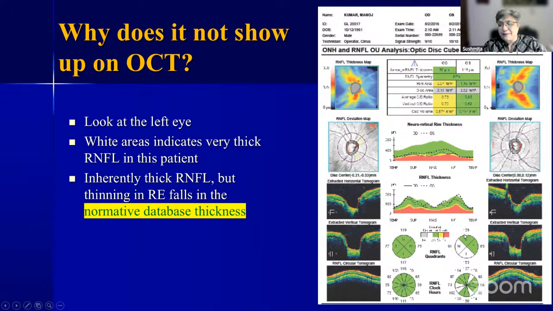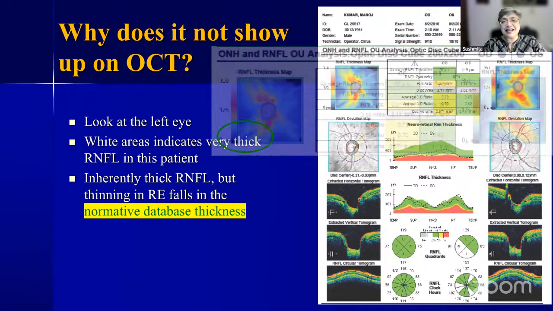Now, look at the left eye. The left eye, which you think is normal, and look at the thickness map. You see how red it is. You see how thick it is. And then you see this on the other side. Even though it is red, it's not as red as the other. And if you see the quadrant and the other maps, you see so many whites. So it's an inherently thick RNFL, but the thinning in the right eye, which you see clinically, which has caused a visual field defect, is not within the normative database thinning, and therefore the OCT is green. The OCT is green, but that color is not saying anything about what it is.